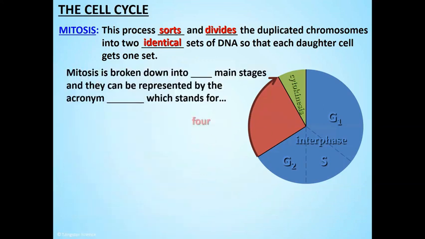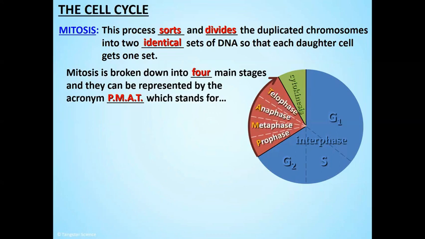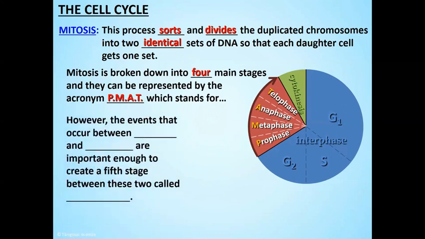Mitosis is broken down into 4 main stages. So again, that interphase, remember the biggest section of cell division, has 3. Mitosis actually has 4, and they can be represented by the acronym PMAT, which stands for, boy, that's not as easy as just remembering KFC for dividing, right? PMAT. It stands for the prophase, metaphase, anaphase, and telophase. So I think there's a spot for you to also write that in your pie chart of your cell division.